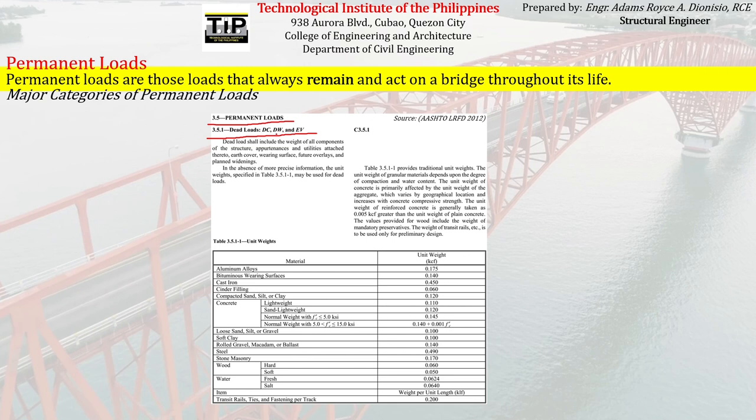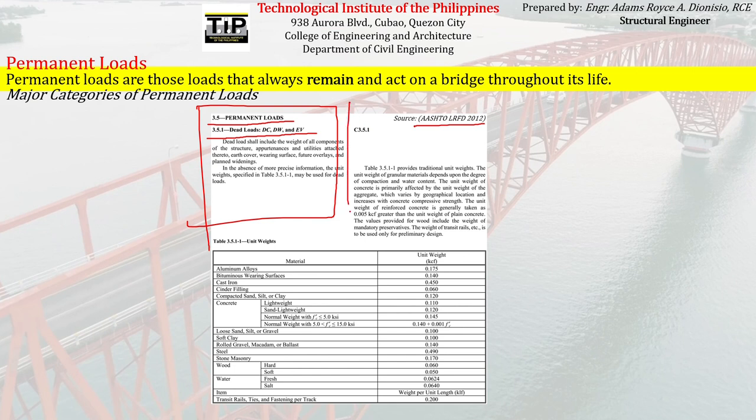Okay. So by the way, this is just a provision. This is actually an excerpt from the AASHTO LRFD 2012. So might as well grab a copy of the code itself. You can just go to the website of AASHTO or just search on the internet. There are many of them there. So you will see here in our code, in AASHTO, it has two columns. This column, and that column.